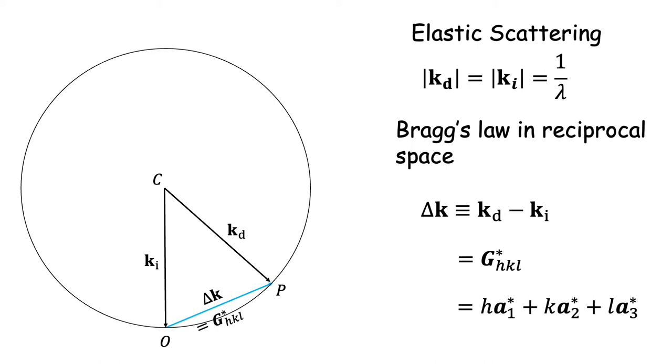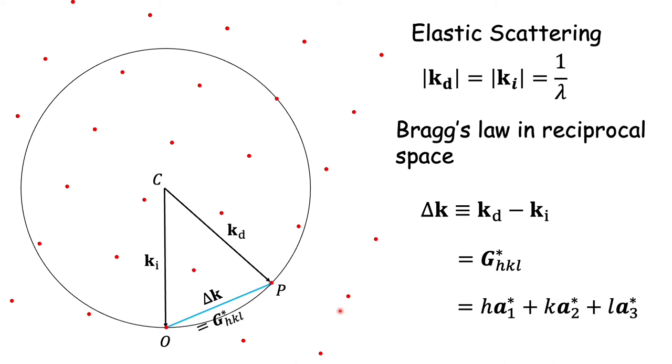So this is interesting, that this delta K is also a reciprocal lattice vector G star HKL, which means I have not yet drawn the reciprocal lattice of my crystal, so I am free to choose the origin. And if I choose the origin at O, the red dot shown here, and fill the space with reciprocal lattice points, then P will also be one of the reciprocal lattice points if CP is a diffracted wave vector. So let me fill the space with reciprocal lattice points, and we see that P is one of the reciprocal lattice points.